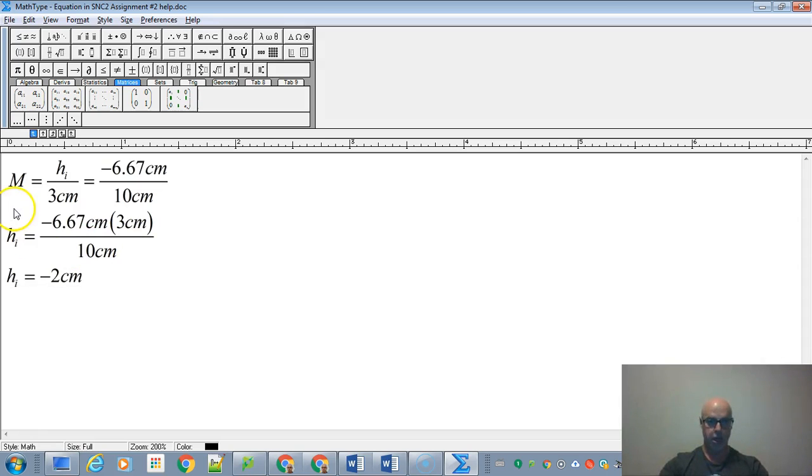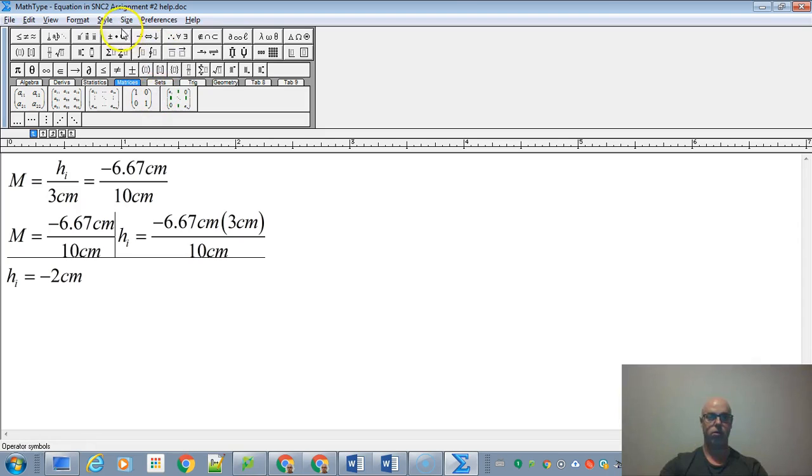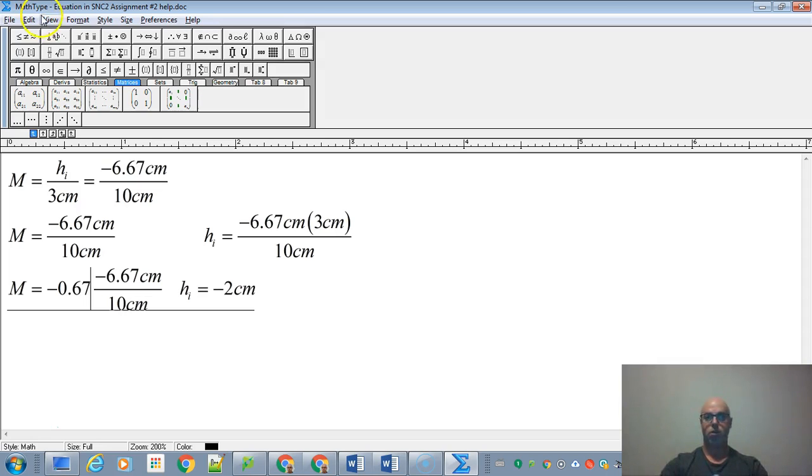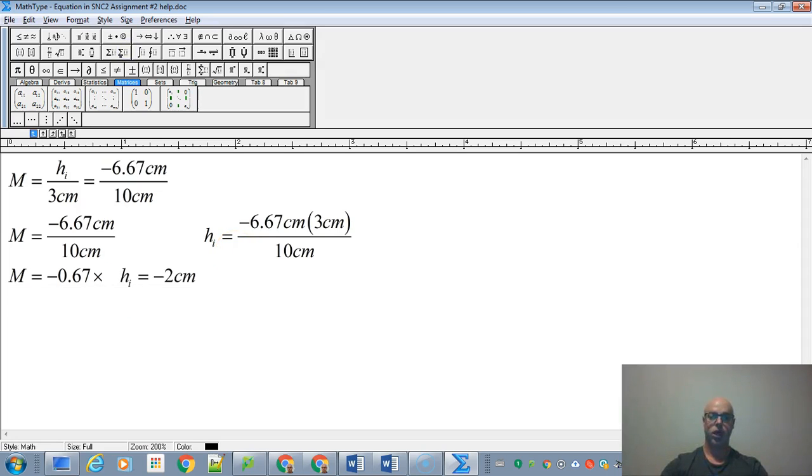There we go. I'd also like to find the magnification. So to find the magnification, I'm just going to use the first and last part of the equation there. Okay, let me just space this out a little bit. There we go. And so it's just going to be 6.67 divided by 10. And so that's going to be negative 0.67. Or you could say it's going to be 67% of what it used to be.